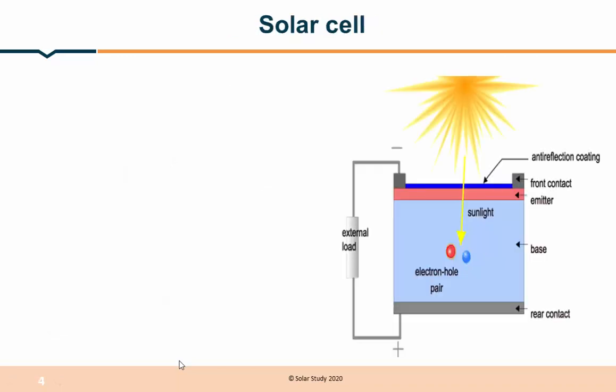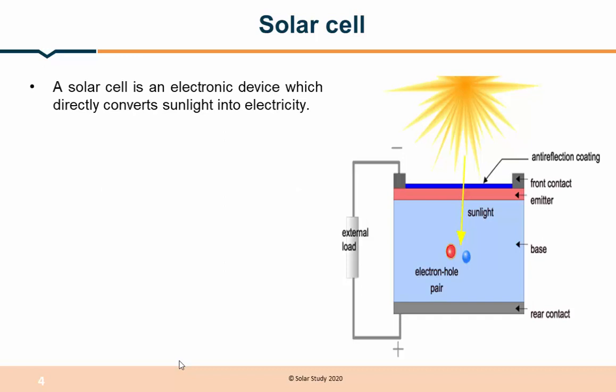So, first of all, what is a solar cell? A solar cell is an electronic device which directly converts sunlight into electricity. You can see in this image that it is basically a P and N junction. Let's suppose the base is a P material and the emitter is an N material. When light is incident, electron hole pairs are generated, and that time it will produce some amount of electrical energy.